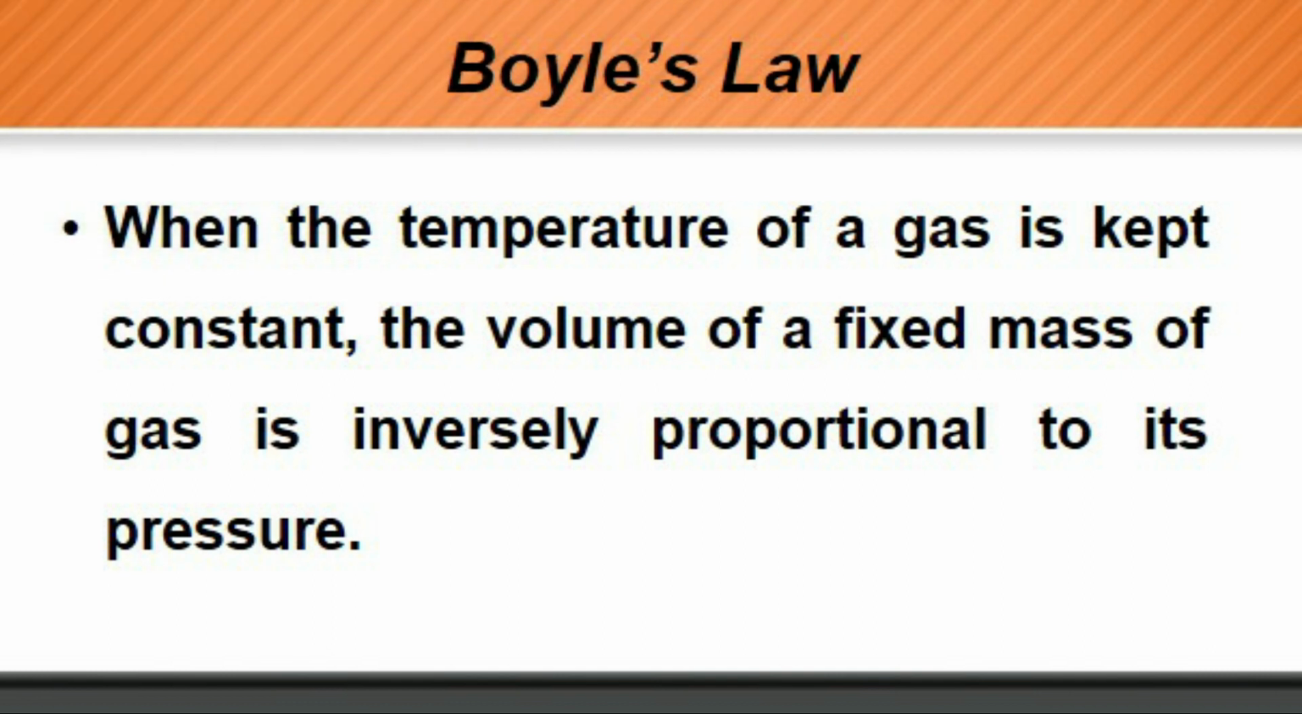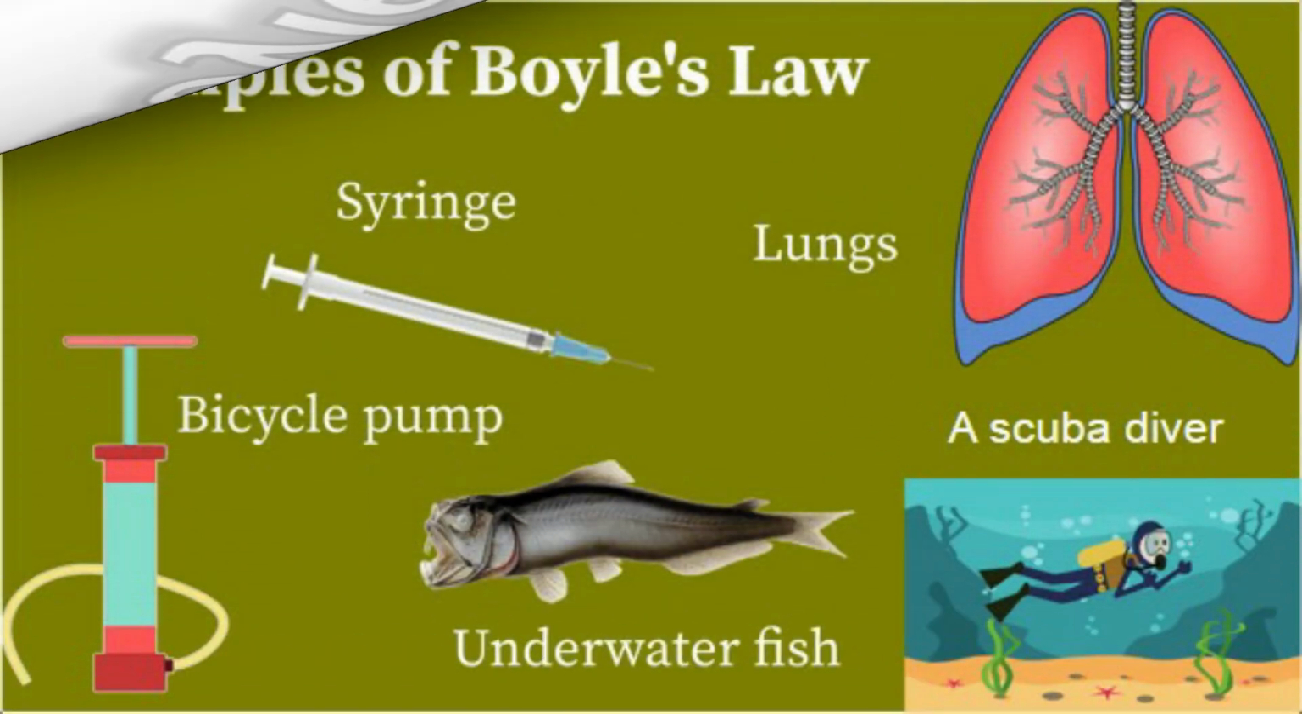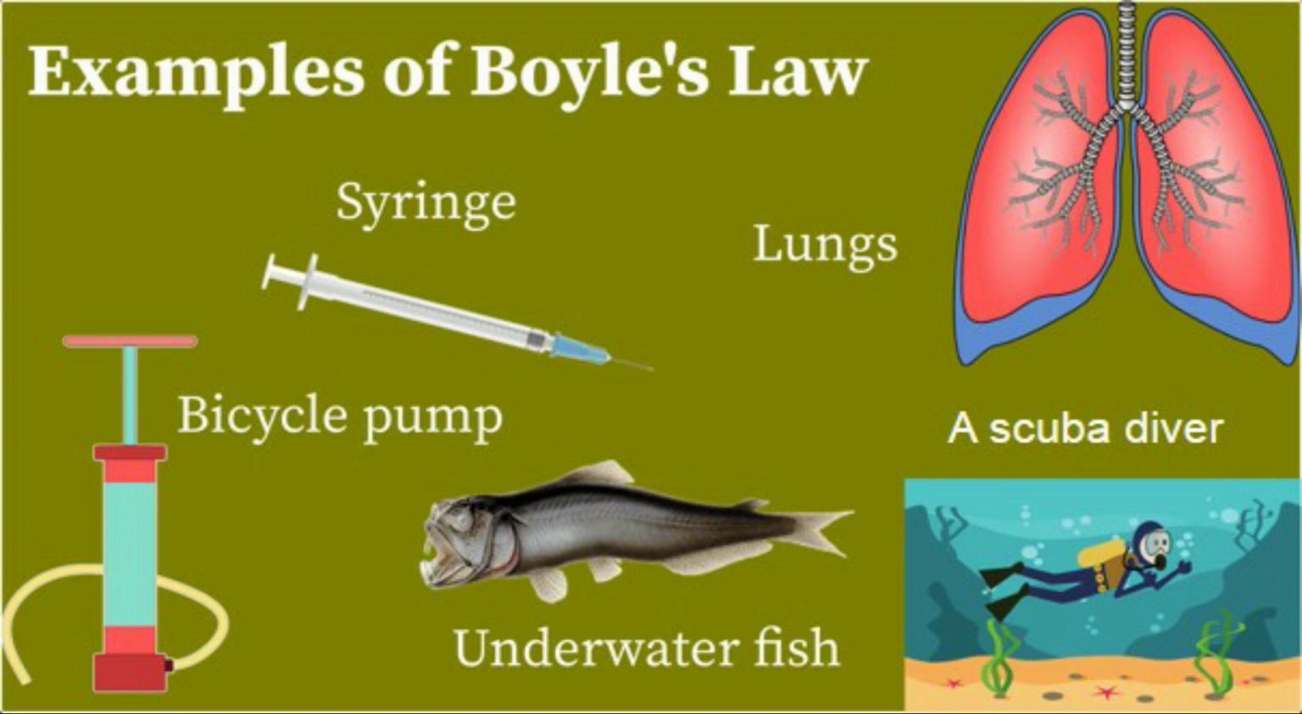Boyle's law. When the temperature of a gas is kept constant, the volume of a fixed mass of gas is inversely proportional to its pressure. Boyle's law can be expressed as P proportional to 1 by V. Examples of Boyle's law are syringe, lungs, bicycle pump, underwater fish, a scuba diver.